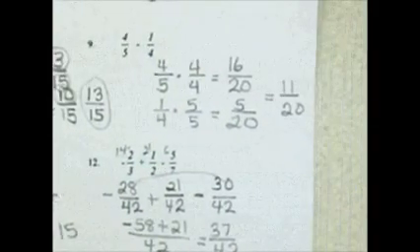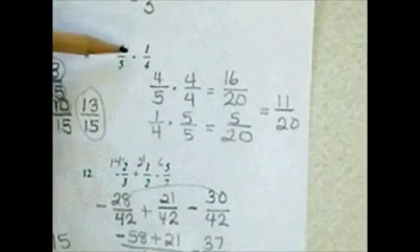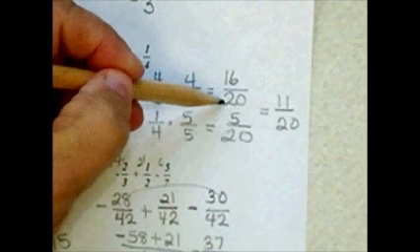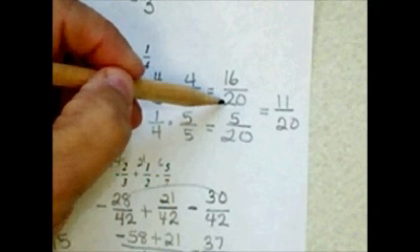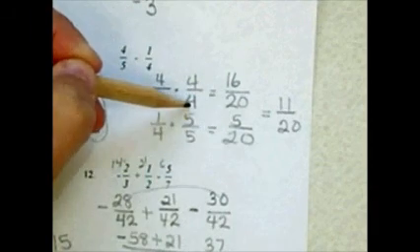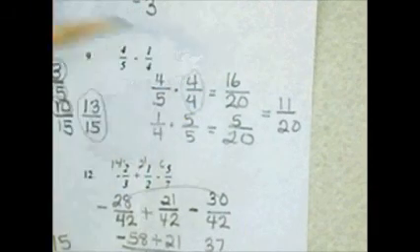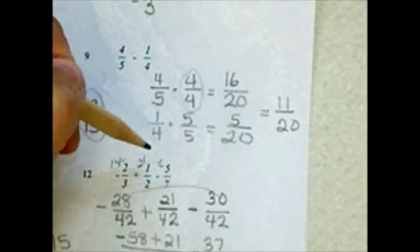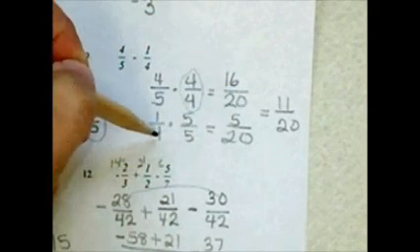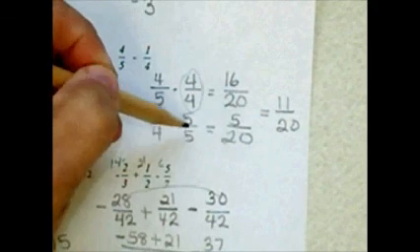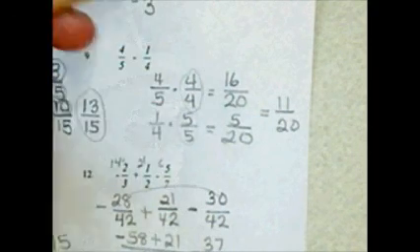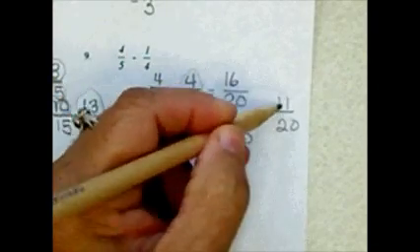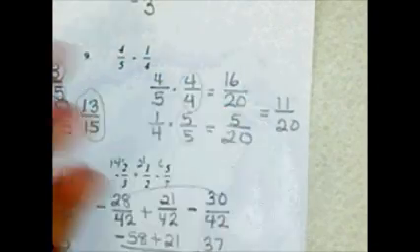Okay, in my next problem I'm subtracting. So I've got 5 and 4, so my denominator is 20. I do exactly the same thing as I did before. 5 times 4 is 20, so I multiply by 4 over 4. 4 times 4 is 16. Then 4 times 5 is 20, so I multiply by 5 over 5. So I have 5 over 20. 16 minus 5 is 11. 11 over 20 is my answer, and it won't reduce.